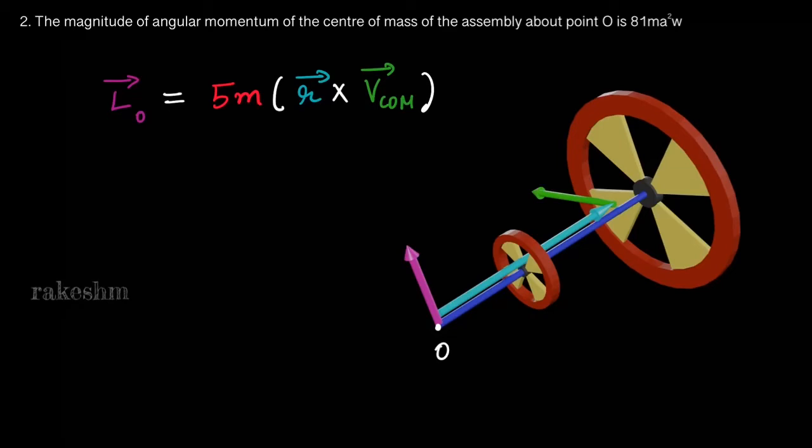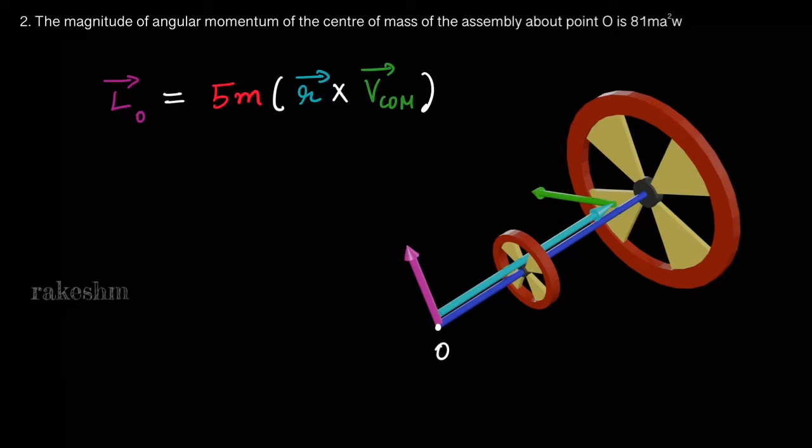So if the center of mass is here, approximate location we are taking. This R bar is nothing but this position vector from O to the center of mass. And V center of mass is the velocity of the center of mass. So this angular momentum can be calculated using this formula.